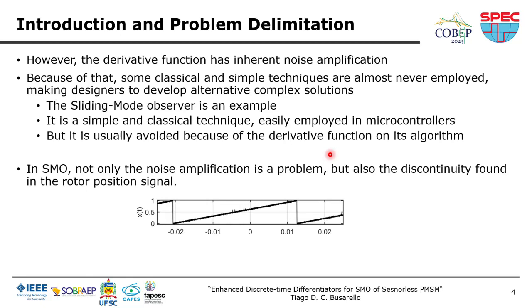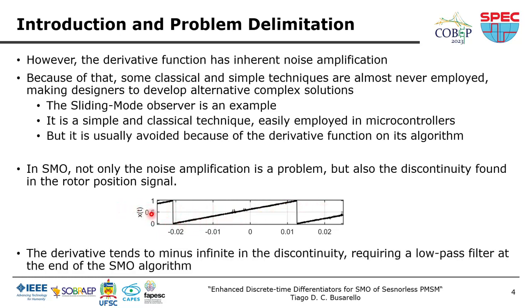If you take a look at this signal here, this is the rotor position of a motor. This is a sawtooth waveform varying from 0 to 2 pi, but here it is normalized from 0 to 1. So we have discontinuities here, and the derivative tends to minus infinity at the discontinuities, usually requiring a low-pass filter at the end of the sliding mode observer algorithm. So, summarized, we have two big problems. One is the noise amplification of the derivative functions, and the other is this discontinuity in the input signal of the derivative function.